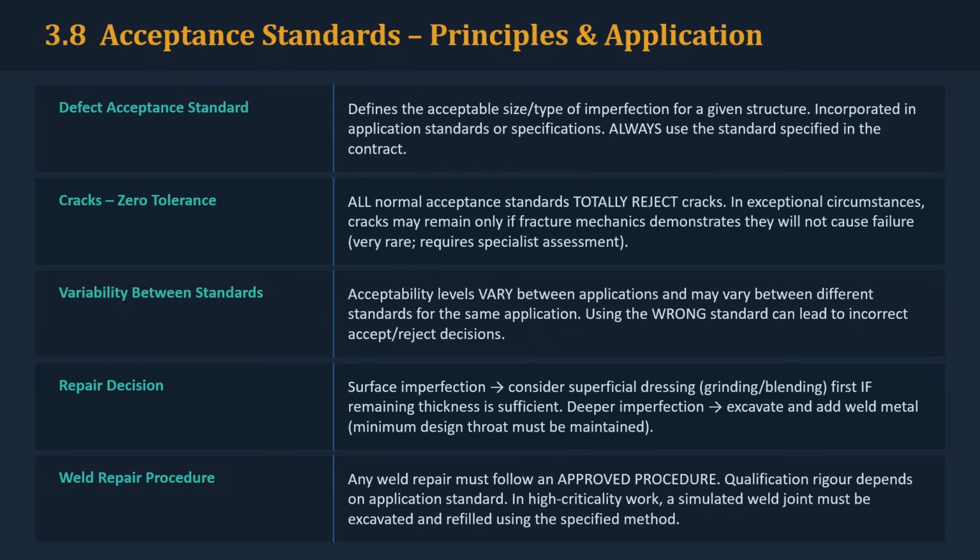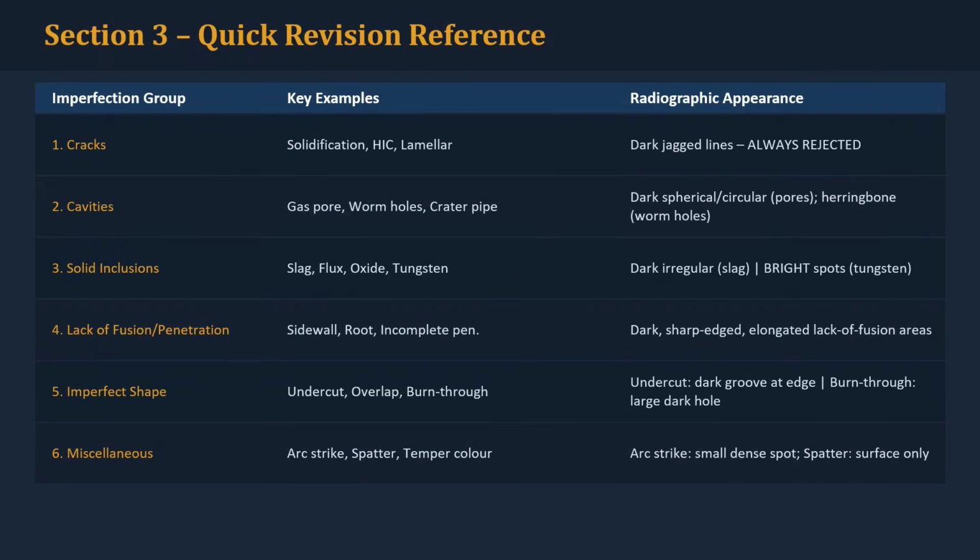So the professional approach is: identify, measure, compare, decide, repair if required, re-inspect. That sequence is fundamental to welding quality control. And remember, the inspector does not invent acceptance limits. The applicable standard and contract requirements determine them. This slide is designed as a rapid revision tool.